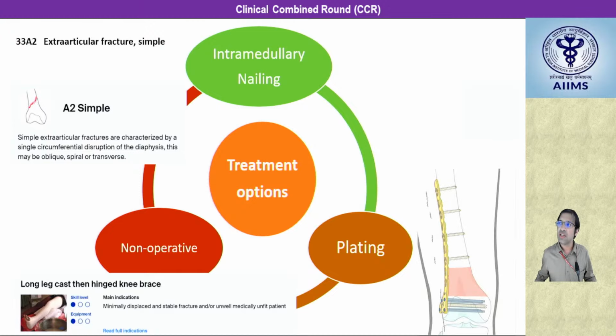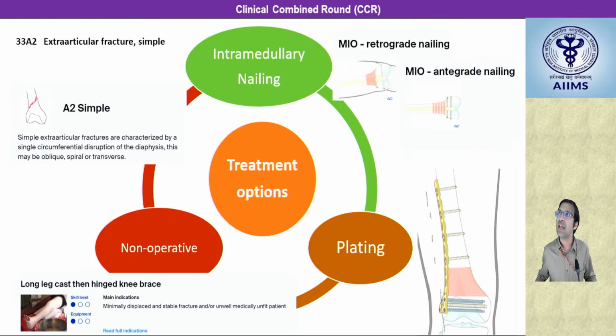The second option is plating, in which a plate is applied on the surface of the bone and is fixed to the underlying bone with screws. The third option is an intramedullary nail, which passes inside the medullary canal of the long bone, and this is locked with screws which pass through the nail. So broadly, these are the 3 main treatment options possible for a fracture at this site.